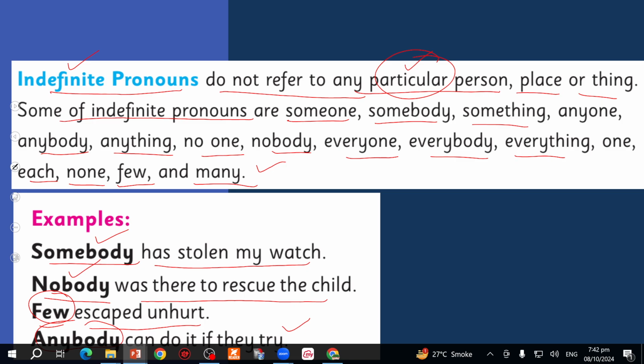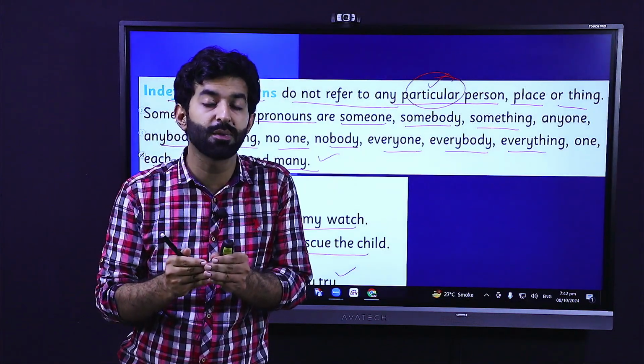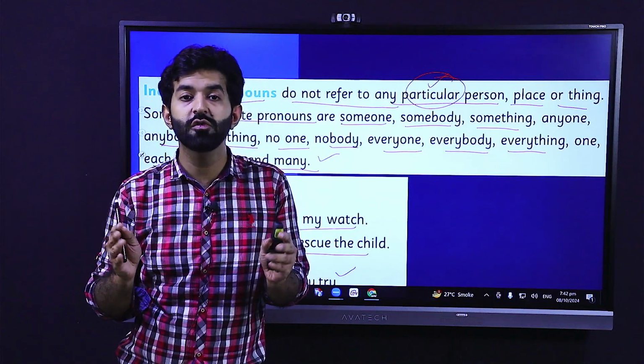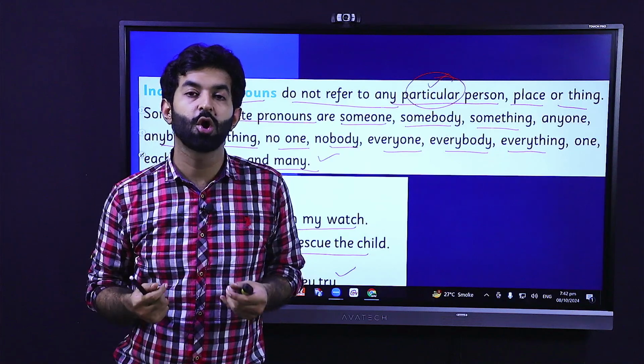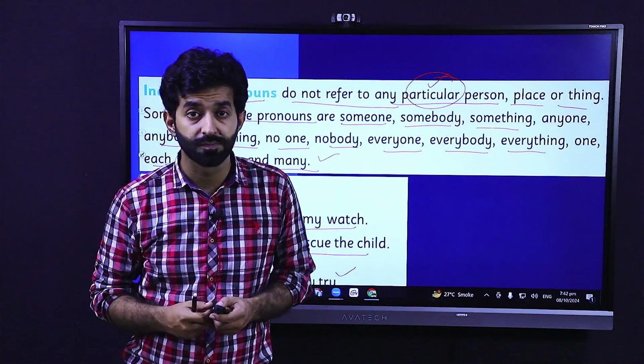Nobody was there to rescue the child. Not a single person was there. Somebody has stolen my watch. So somebody, nobody, few, anybody, and all the rest of these pronouns are indefinite pronouns. When you are not sure and when you are not referring to a specific person, place, or thing, we are going to use indefinite pronouns because we are not definite about these things.